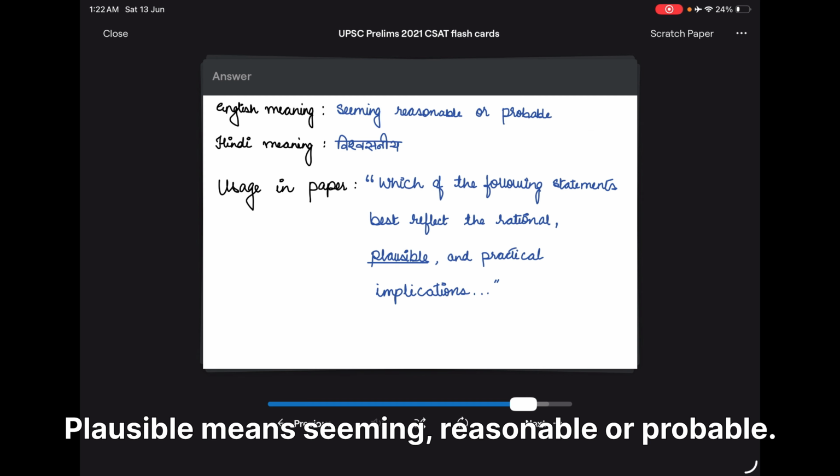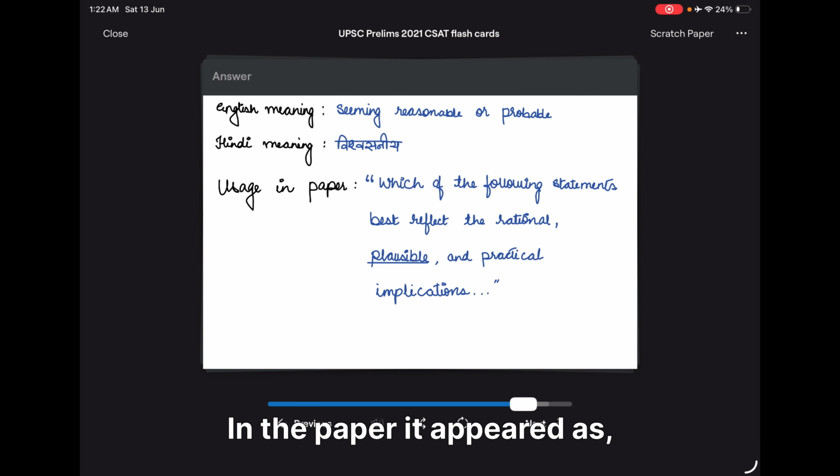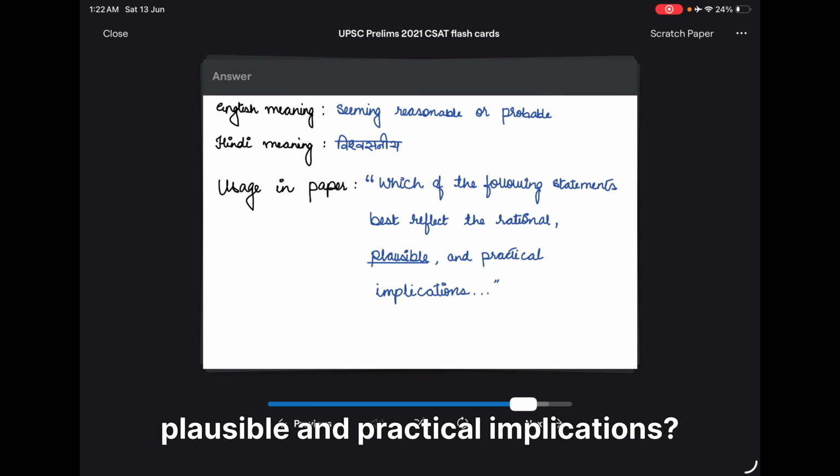The next word is plausible. Plausible means seeming reasonable or probable. हिंदी में इसका अर्थ है विश्वसनीय. In the paper it appeared as which of the following statement best reflects the rational, plausible and practical implications.